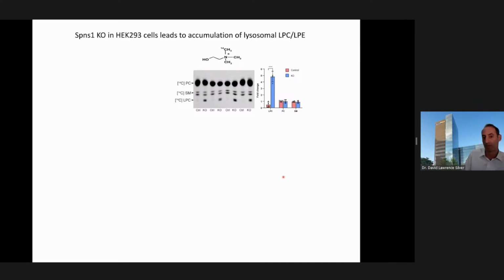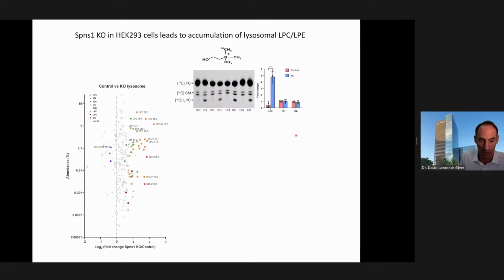We then went on to incubate cells with C14 choline, the structure shown here. We can incubate these overnight to label, at steady state, the phosphatidylcholine pools in a cell. We can purify lysosomes using superparamagnetic iron beads that were fed to the cells. And you can see in alternating lanes on this thin layer chromatography image, control and knockout, that there's a very large increase in total LPCs in cells lacking SPNS1. So this is the first proof that SPNS1 in cells is required for removal of LPCs from the lysosome.